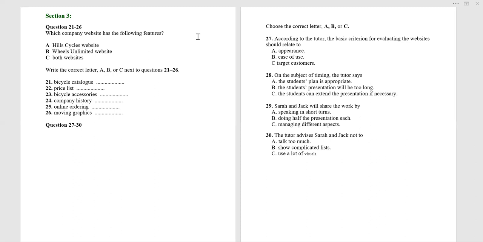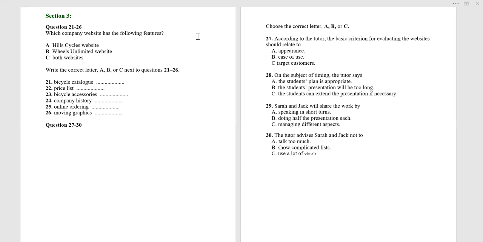Yes. Well, we're going to compare the websites of two bicycle companies. Right. And they're called Hills Cycles and Wheels Unlimited. Yes. And first of all, we've compared the content of each site and the presentation. Then we've done an evaluation of each one. Okay. And did you find much difference between the two websites, Jack? Quite a bit, yes. Wheels Unlimited has a lot more pages for a start.